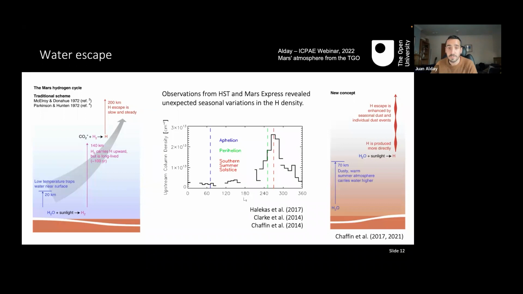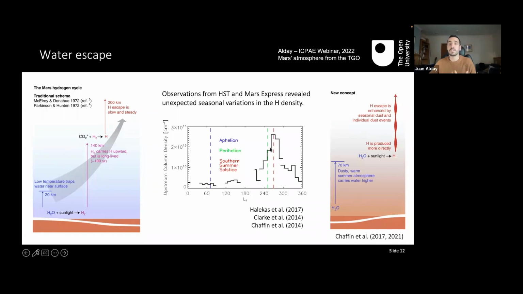These were first reported by Clark et al. 2014 and Chaffin et al. 2014, and I took this plot from Halekas et al. 2017, in which it shows, as a function of solar longitude, so for a full Martian year, the column density of atomic hydrogen in the upper atmosphere. And here it is highlighted where aphelion is and where perihelion is.